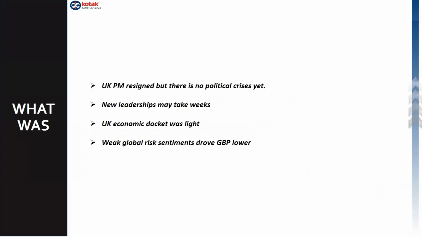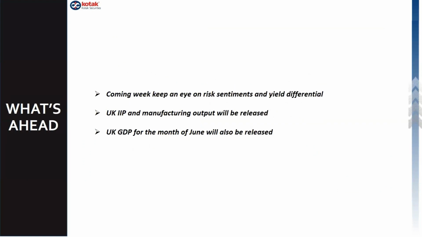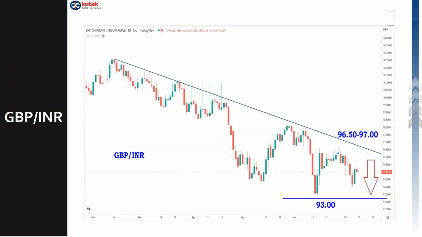Now, last week, the UK economic docket was light, so you didn't have any significant economic data which could have created a trend in the GBP, and weak global sentiment was definitely negative for GBP. What's ahead? Next week, we have the IIP, the manufacturing output and the GDP numbers for the month of June, which will be critically important. Bad data can send GDP even lower. And of course, keep an eye on the trend in the equity markets and the yield differentials.